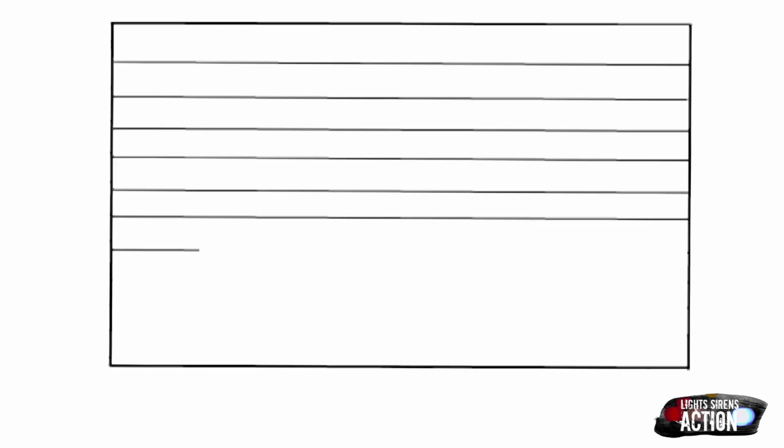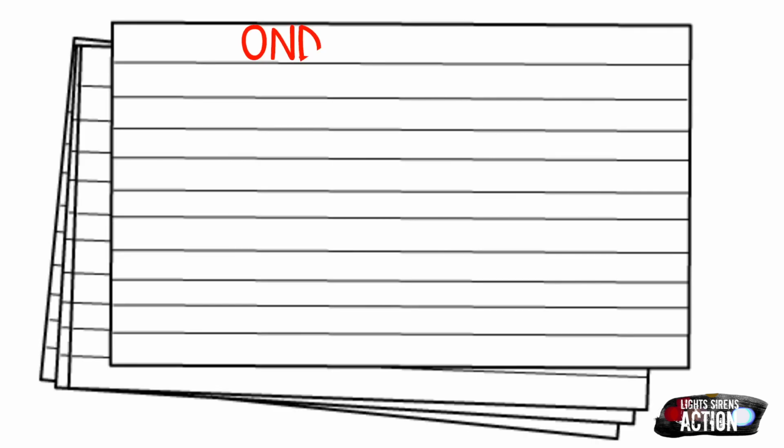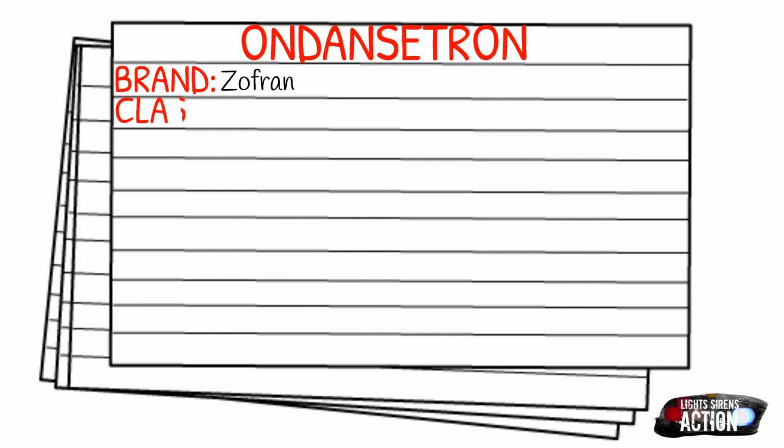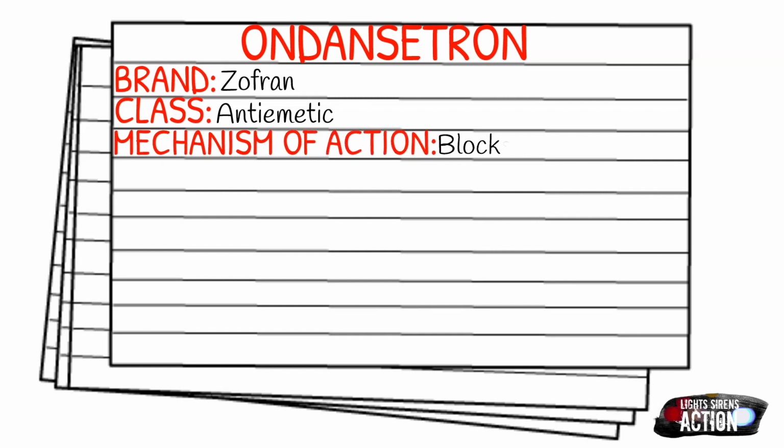Today's drug is called ondansetron. Ondansetron is more commonly known in the EMS field and just the medical field in general by its brand name, which is Zofran. Zofran falls under the class of antiemetics. So how does it work in the body? Basically, ondansetron blocks the action of serotonin in the body, which a lot of times can be the cause of nausea and vomiting. It's also a 5-HT3 receptor antagonist.